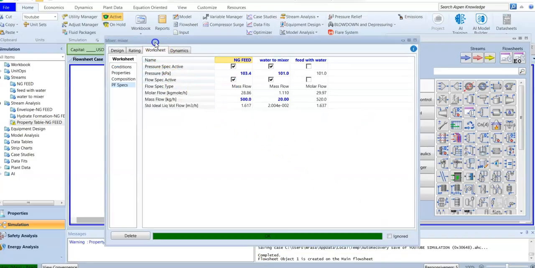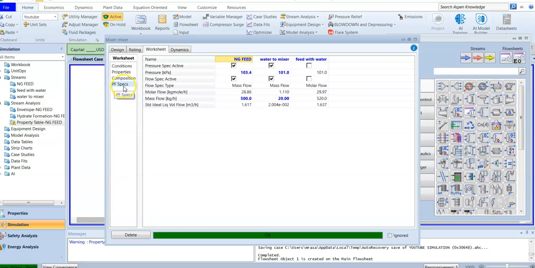So back over here, the worksheet, the PF spec, this is mainly for the dynamic. Here if we look, you have pressure spec active, and this is the value of pressure. This is a flow spec active, which means we also have defined the flow, and it's active, and this is the value that I've defined. Because we are dealing with a steady state, we can define both the pressure spec and the flow spec. But for the dynamic, as I told you before, we can't define both of them. You need to choose if it's a pressure specified or a flow specified, and the second parameter will be calculated based on the information that we have already added.